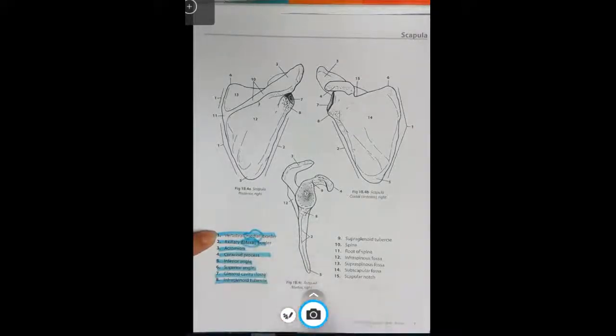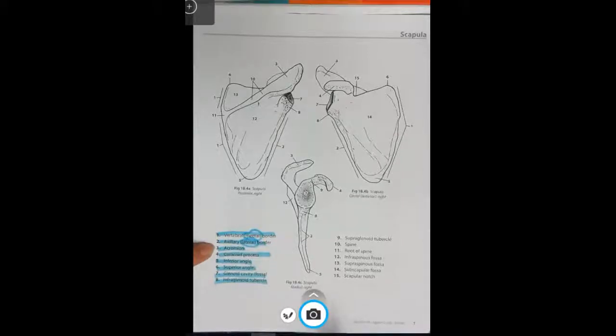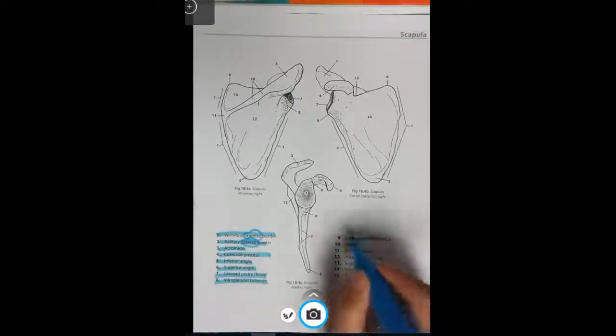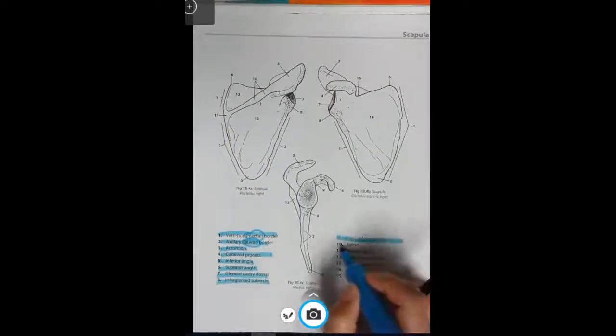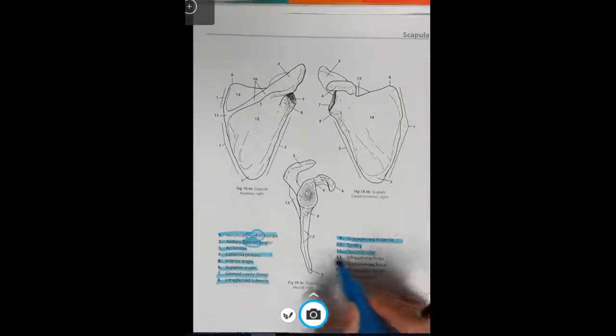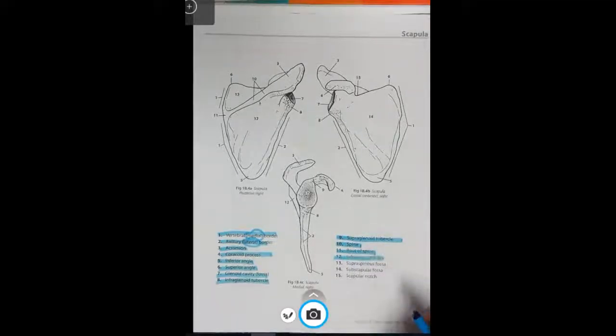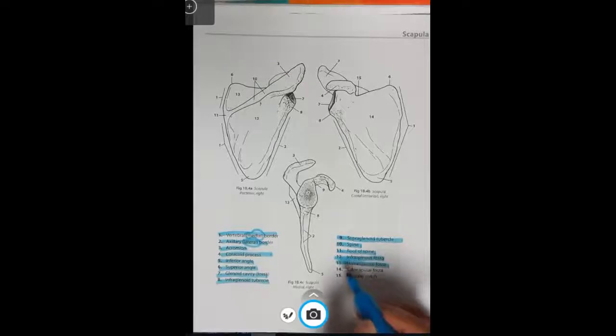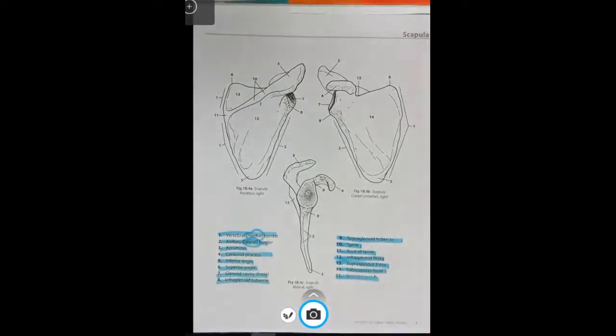Same thing with axillary, lateral border, acromion, coracoid process, inferior angle, superior angle, glenoid cavity or fossa, infraglenoid tubercle, and then we're going to go over here to the supra, and then to the spine of the scapula, root of the spine, infraspinous fossa, supraspinatus fossa, subscapular fossa, and scapular notch. Okay, that's everything you need to be able to identify on the scapula.